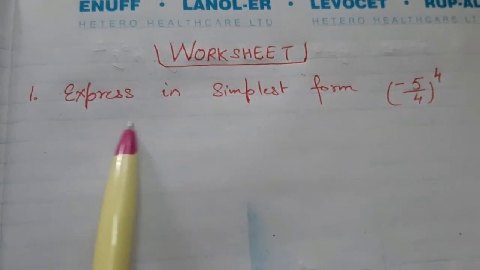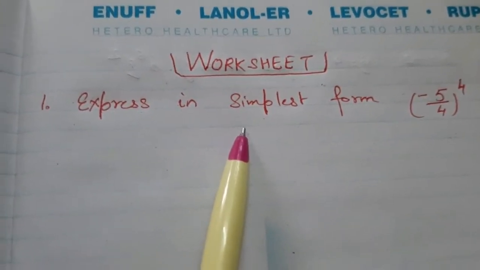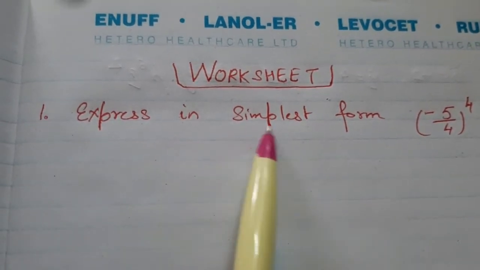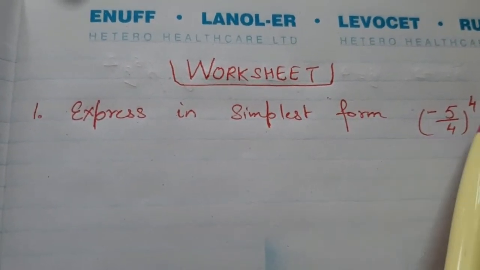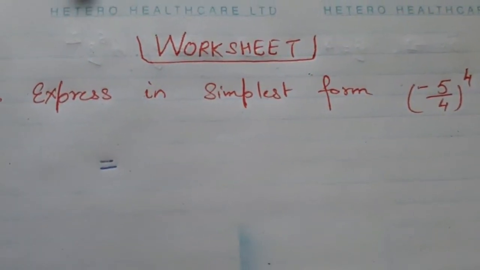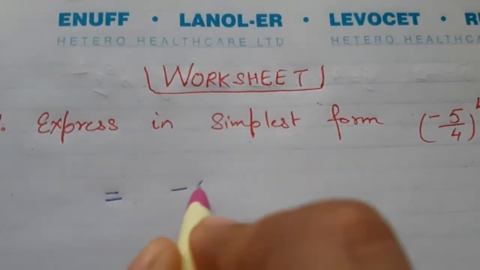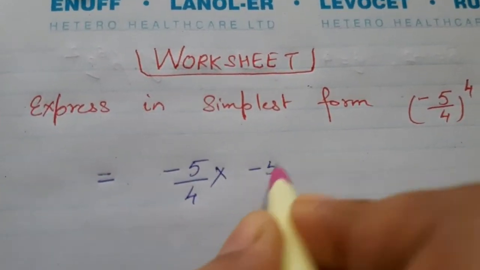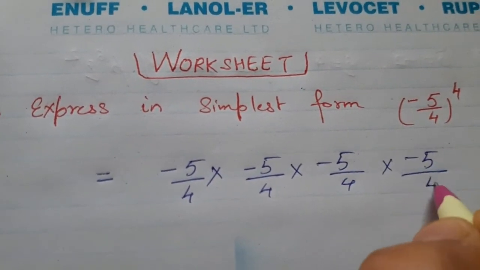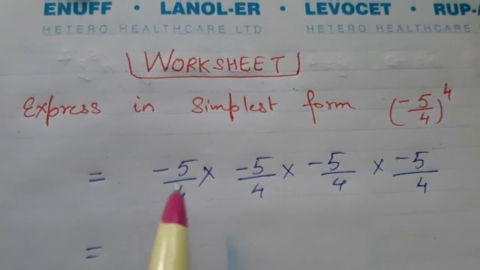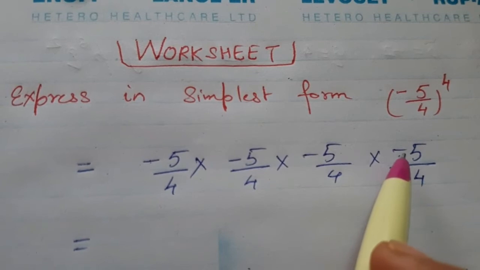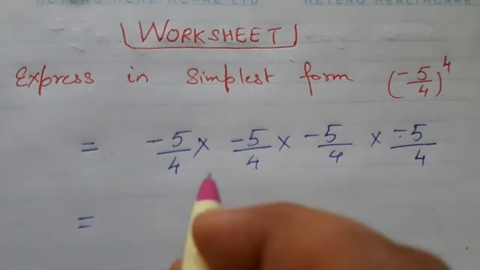Let us discuss the worksheet for exponents and powers. So first is express in simplest form, minus 5 by 4 raised to power 4. So how to express it in the simplest form? Minus 5 by 4 should be expanded 4 times. Now see negative. The negative is 1, 2, 3, 4. 4 times it is negative, so its value will become positive.